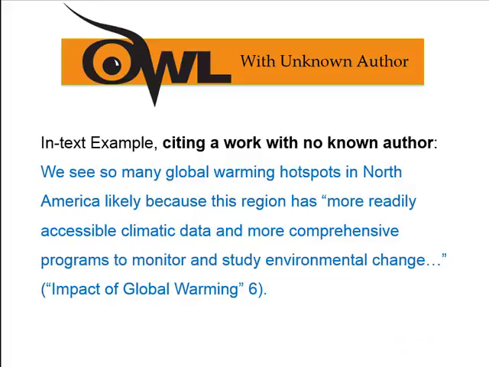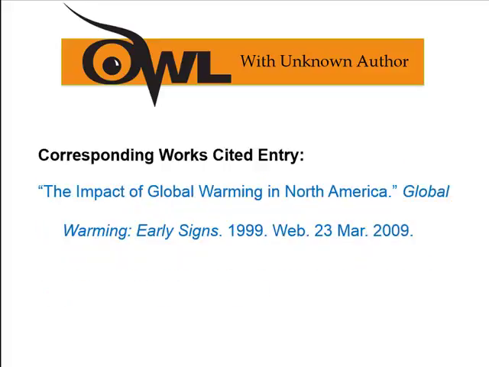Okay, if you don't have a known author, it's an article. We've got an article here called Impact of Global Warming. What do you do? A few words from that title instead, and then the page number. Why? Because if there's no author, what's going to be the first thing on the margin? The title of the article.